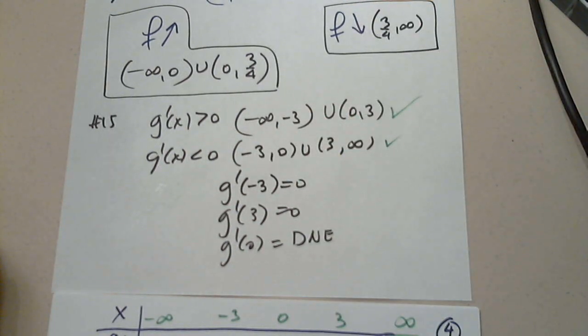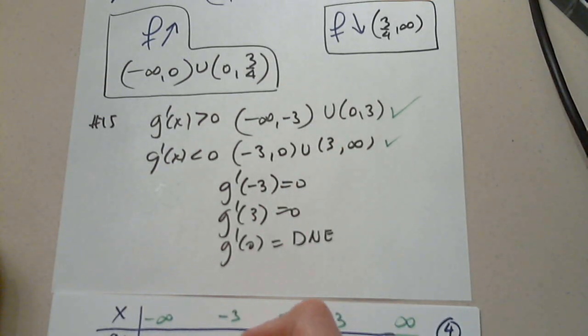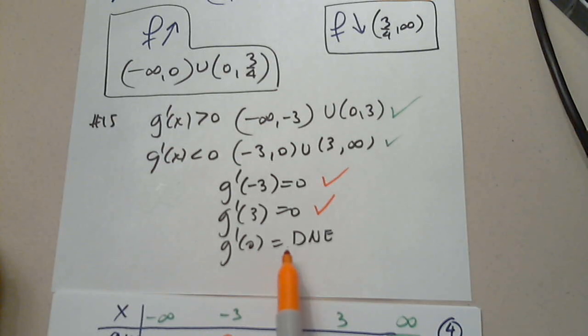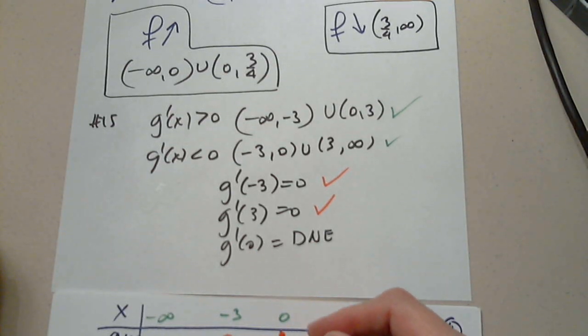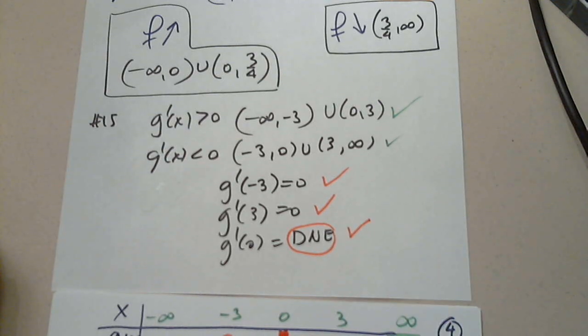Next, it says G prime of -3 is 0. Done. G prime of 3 is 0. Done. But now it says that G prime of 0 is undefined. It does not exist. I cannot put a number in there. It's DNE. It does not exist. Awesome. So what does the function do between these two?